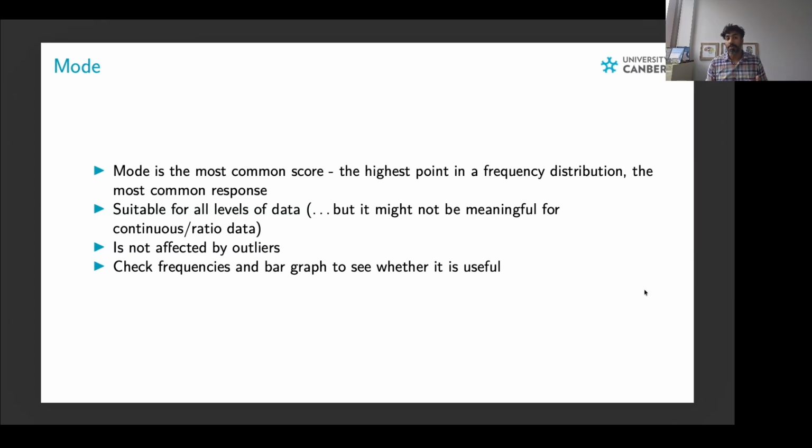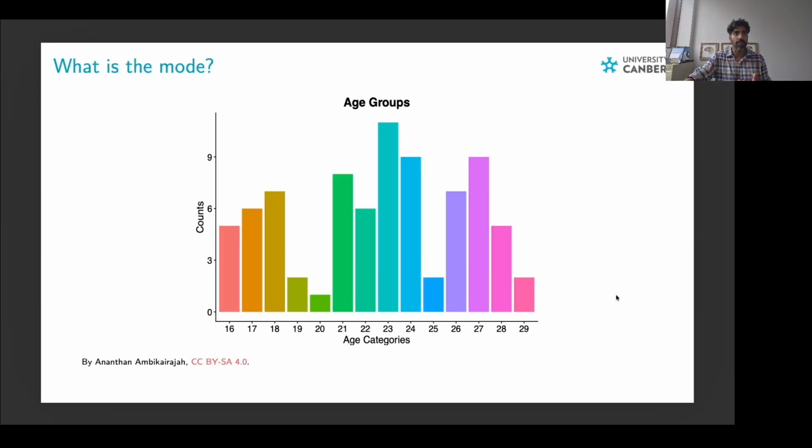The mode is the most common score. So when you look at a frequency distribution where you see the most common response, that is what the mode is for that data. It's suitable for all levels of data, but it might not be meaningful for ratio or continuous data. And it's not affected by outliers, which is a real strength of using the mode. Because it's just what the most common response is, it's not influenced by the presence of other values. You can check frequencies in the bar graph to see whether it's useful to understand your data or to report.